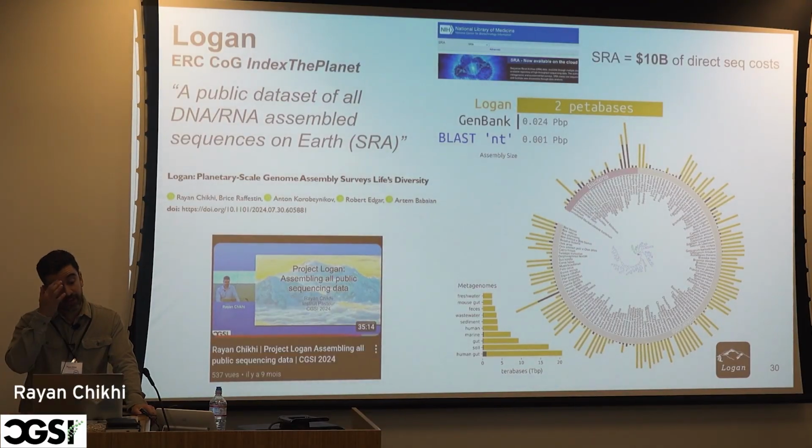And I guess I will just flash the slide on Logan that says that we've compiled this big data set. It's essentially a mirror of SRA containing all assembled sequence on Earth. There's a preprint, there is a CGSI video from last year. We've estimated the direct sequencing cost equivalent of SRA, which is in the order of $10 billion of sequencing data, not even counting the human cost of generating this data, just the sequencer's cost. It's a huge resource. It's much bigger than GenBank or BlastNT.